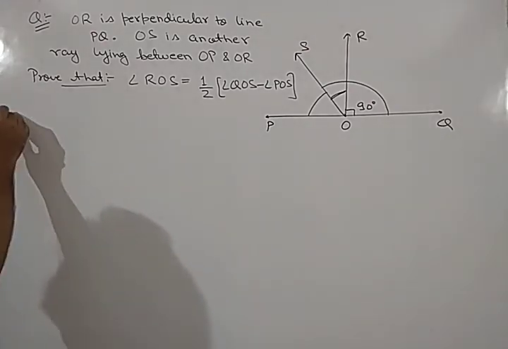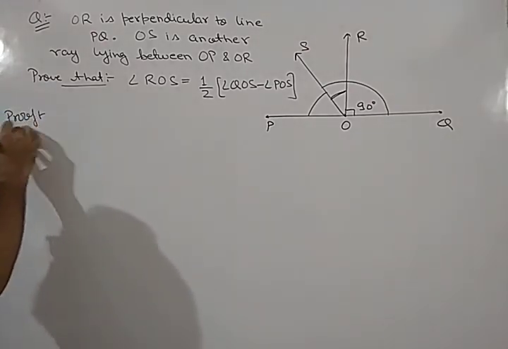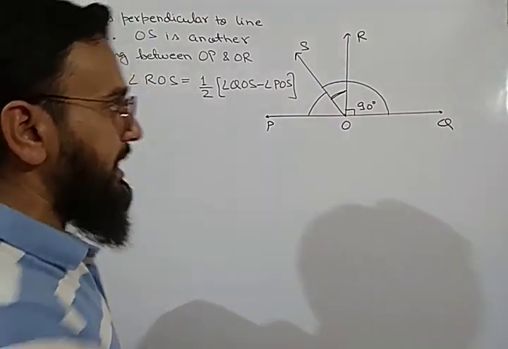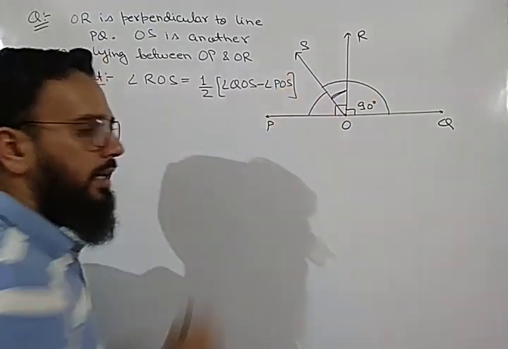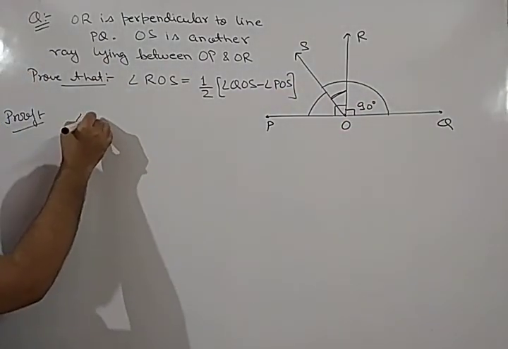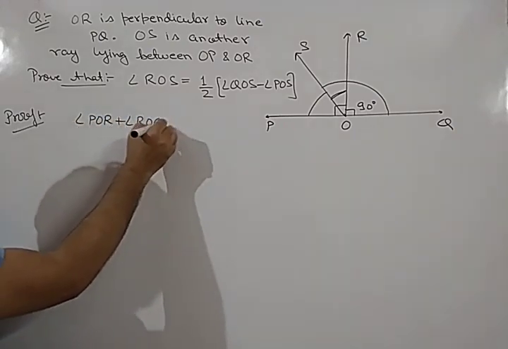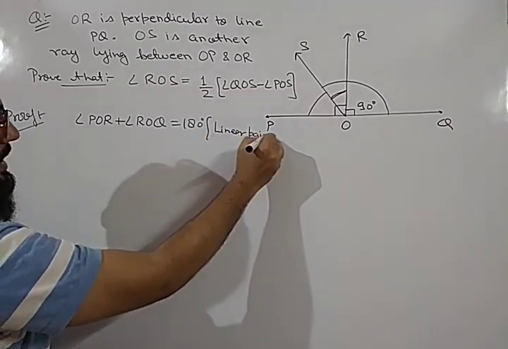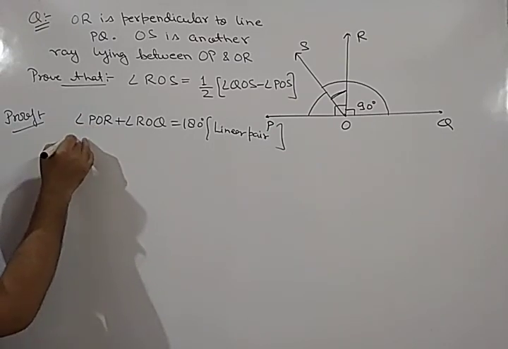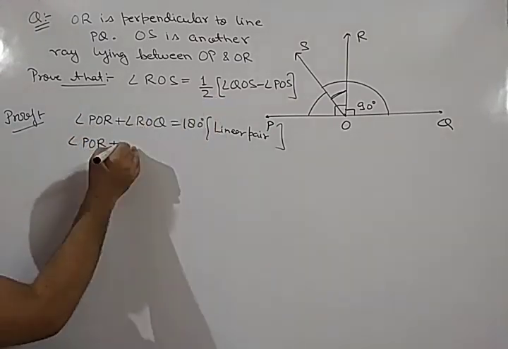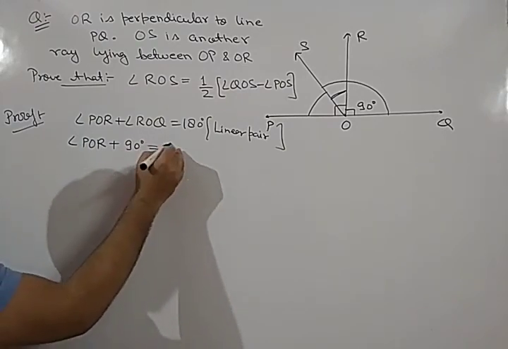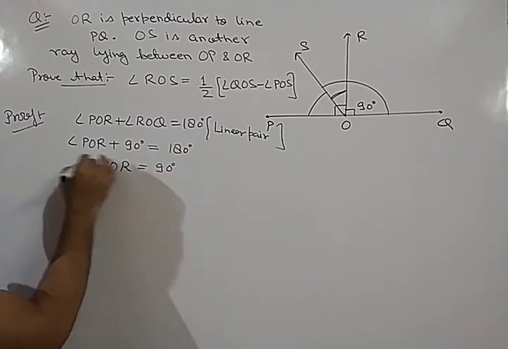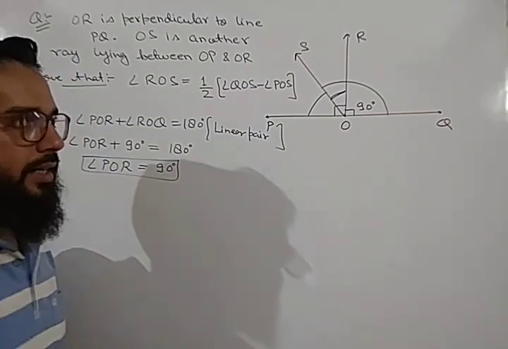So we are going to prove it. First thing, what is given? We have given angle ROQ is equal to 90 degrees. It means angle POR will also be 90 degrees. So first we are writing this statement. Angle POR plus angle ROQ will be equal to 180 degrees by linear pair. So angle POR plus 90 is equal to 180 degrees. So we can write the value of angle POR is equal to 90 degrees.